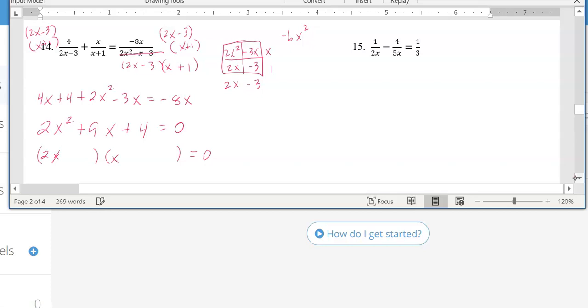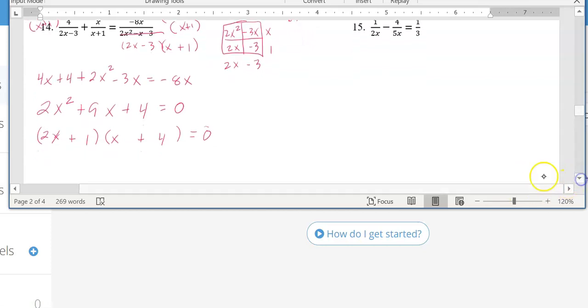So I need the factors of 4 here, and you could do the box method, but I'm just going to save us a little bit of time. If you do the box method, you will come up with this factoring. So my two solutions are setting each of these factors equal to 0, and I'm going to get negative 1/2 and negative 4 as solutions.